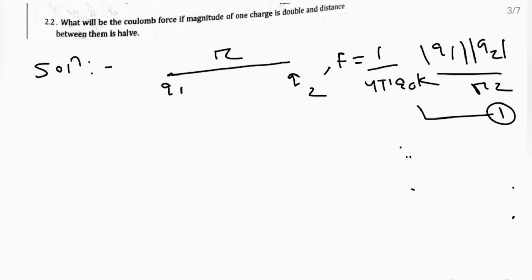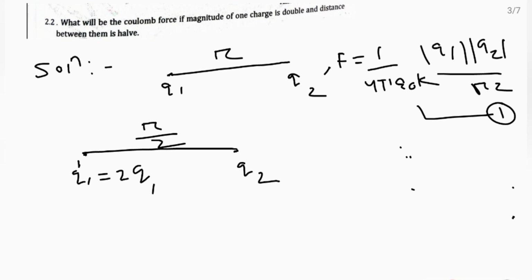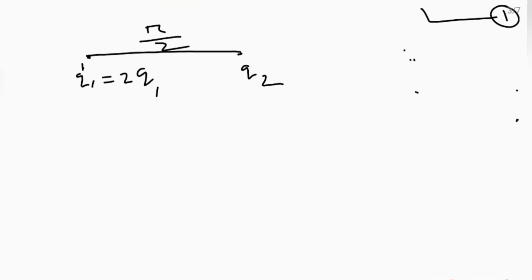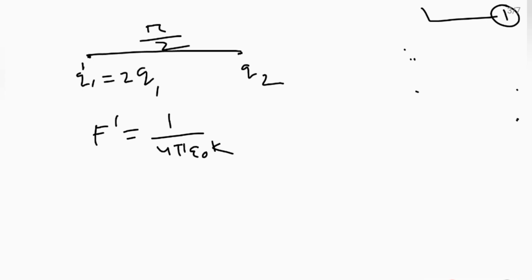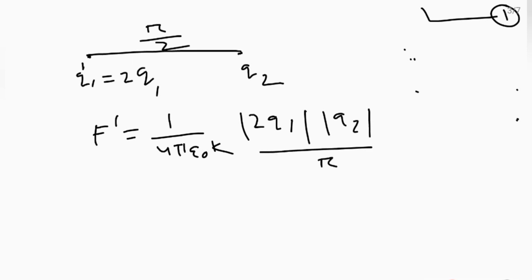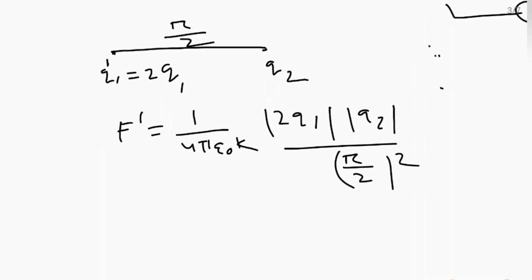Now according to the question, one of the charges, Q1, now becomes Q1 prime, which has the charge 2Q1, and Q2 remains the same, but the distance between them is now r by 2. So then what will be the Coulomb force for this? It's simply F' will be 1 by 4 pi epsilon k, 2Q1 modulus into Q2 modulus divided by r by 2 whole square. If we simplify, what value do we get?